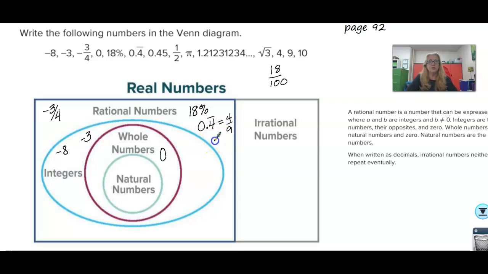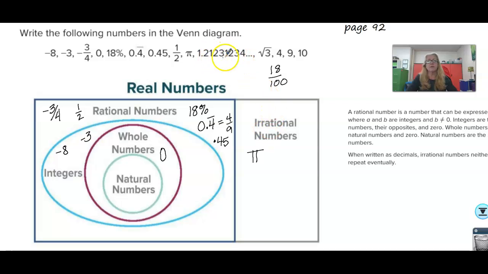0.45. It terminates. It's just 0.45. It's equal to 45/100, which is a rational number. It's a regular old fraction. 1/2 is a regular old fraction. Ooh, there's our friend pi. He's irrational. We don't know what he's going to do next.